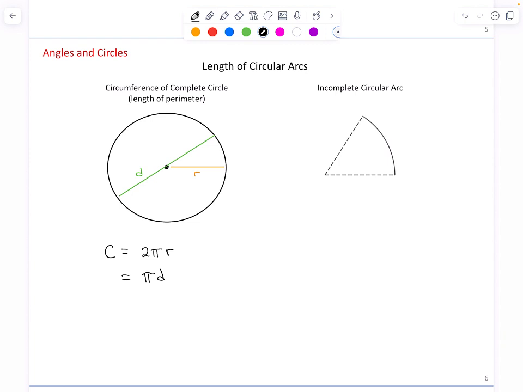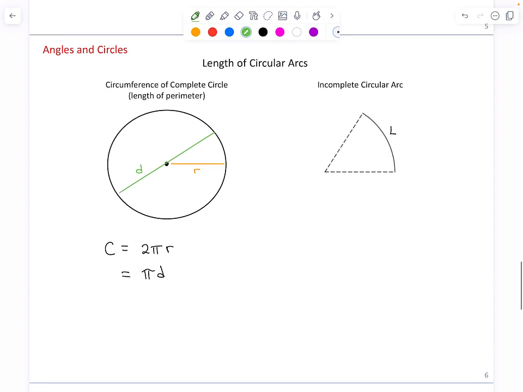Now if you have an incomplete circular arc, so how long is this blue curve? Let's call this L for length of the arc, and we use C for the entire circumference. We will be able to figure this out by determining what the subtended angle is here. If this angle is alpha degrees, then we simply have to figure out what fraction of the entire circle is alpha degrees. So we say alpha degrees divided by 360 degrees, just like we did before. And this will give me the fraction of the entire circle we're looking at for this arc. So we multiply that fraction by the entire circumference. So 2 pi r, or you can put pi d.